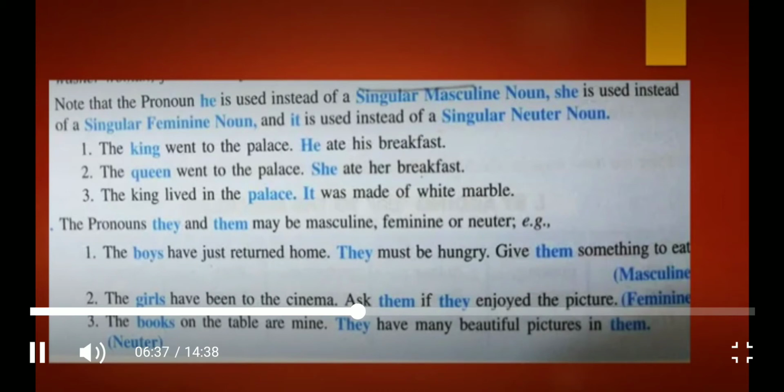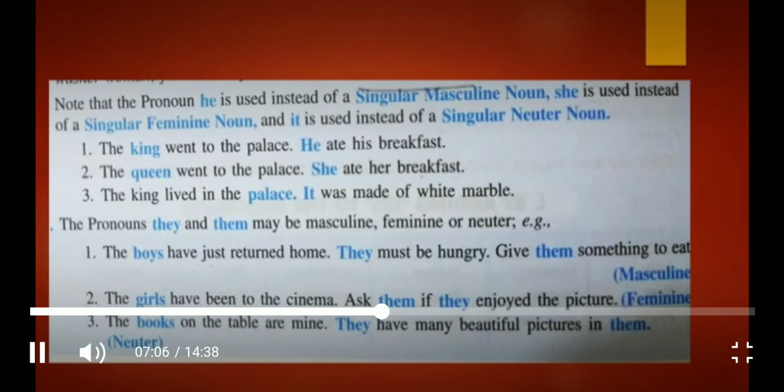It is a pronoun. The pronouns they and them may be masculine, feminine, or neuter. It can be any of them. For example, e.g. stands for example. The boys have just returned home. They must be hungry. Give them something to eat. They and them here are used as masculine gender.